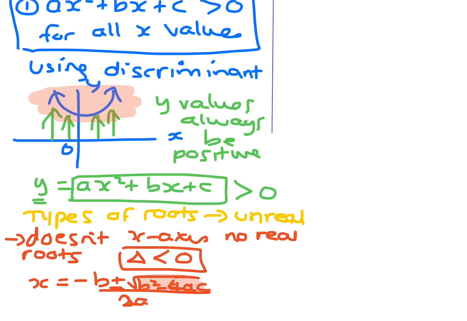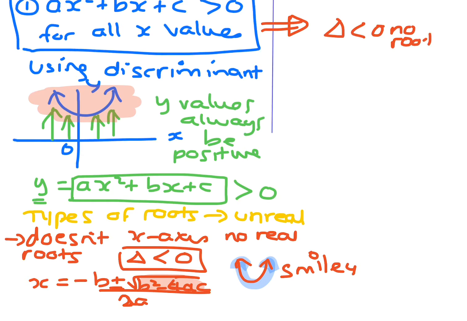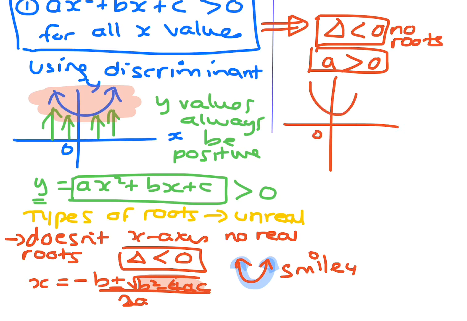The other thing too, for it to be above the x-axis, it needs to be facing upwards. So it also has to be a smiley face parabola. So the condition for an expression to always be positive for all values of x is that the discriminant would have to be less than 0 because it has no roots, and the a, the coefficient of x squared, would have to be positive. So the resulting parabola would have to look like that.